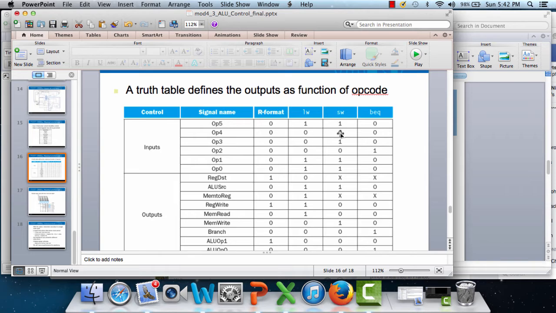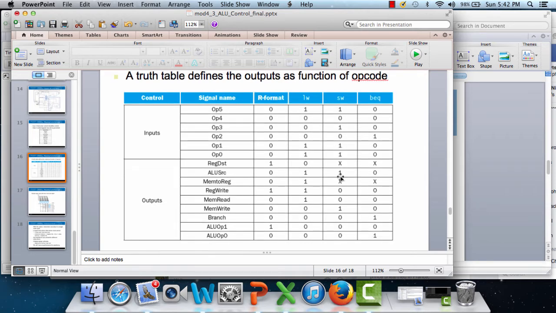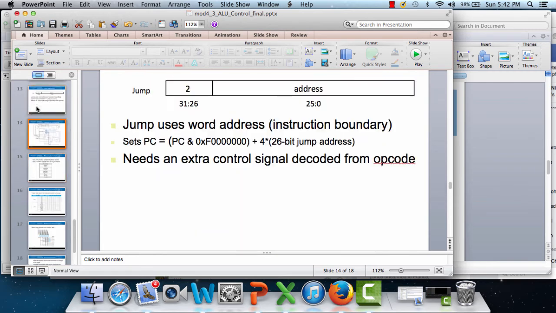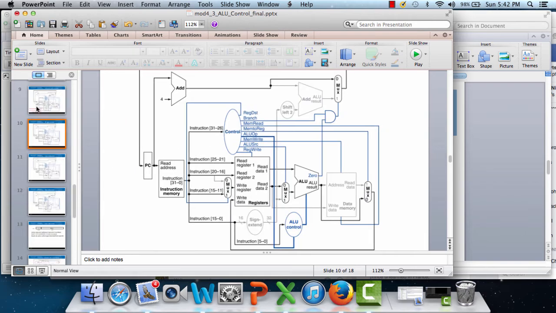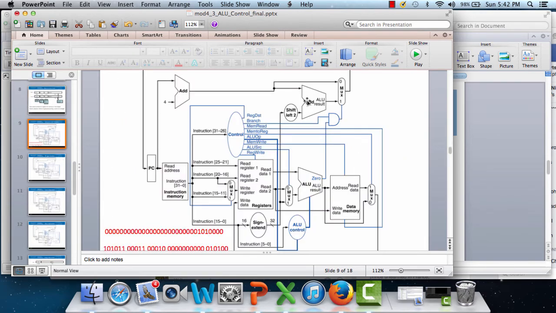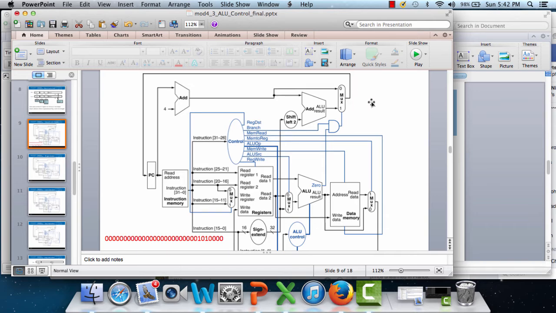Here's our opcode values table. For store word, our branch value is 0, indeed. So the next instruction will be PC plus 4, because the output from this mux would be PC plus 4. The next question was the output of all the muxes. We got the first one now. This one is PC plus 4.